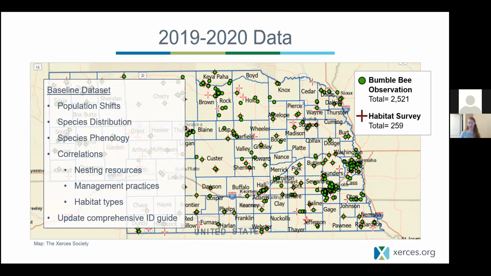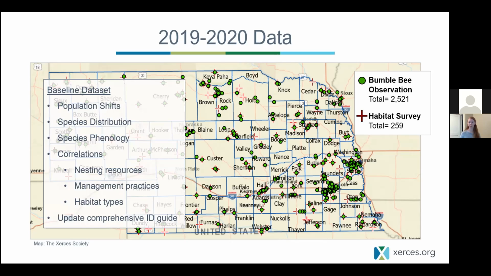Nebraska has a really nice historical data set going back to the late 1800s. There's another large data set from Doug Golick, who's a part of this project as well at UNL from the early 2000s. And so being able to compare this current data set with the 2000s, with the 1800s, is just going to allow us to look at bumblebee trends throughout many, many years. We can also look at the species distribution within Nebraska.